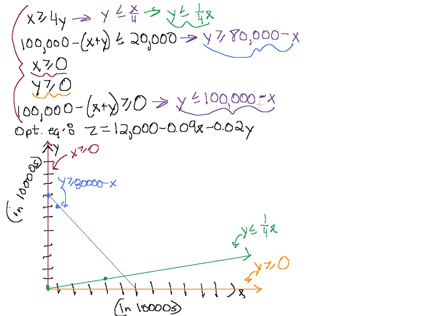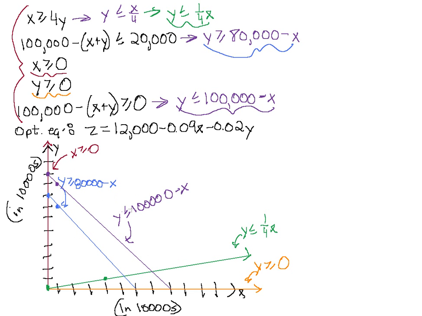Y is less than or equal to 100,000 minus x. So when x is equal to 0, y is equal to 100,000 right here. It also has the same slope as the blue line. They're going to be parallel because they both have a slope of minus 1. So it's going to slope down just like this, and it's going to stop when it gets to the x-axis. All right, and this is defined by the inequality y is greater than or equal to, oh, excuse me, wrong one. It's going to be y is less than or equal to 100,000 minus x. Okay, so these are our 5 constraints.